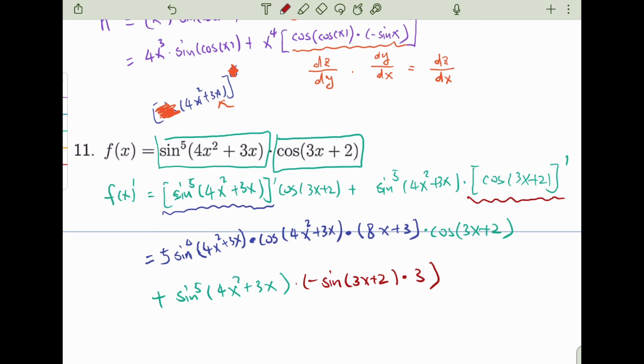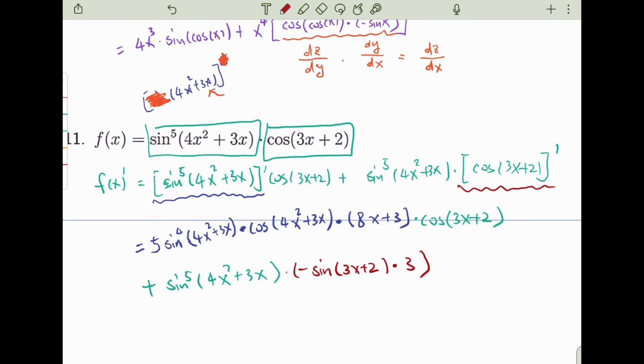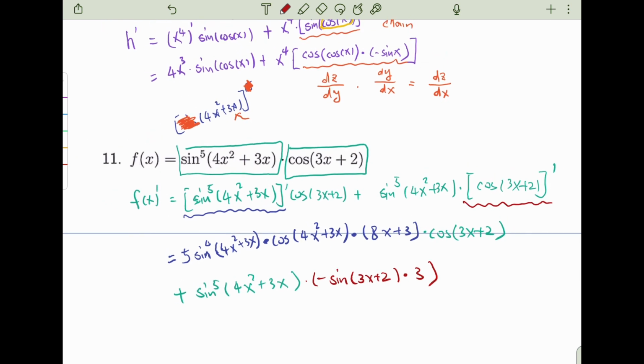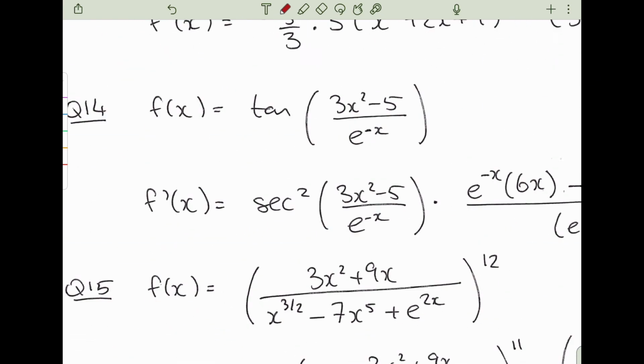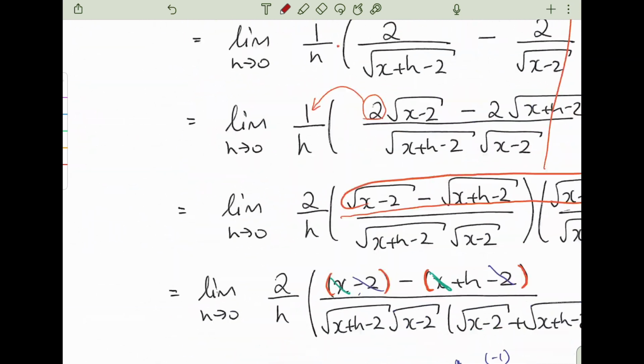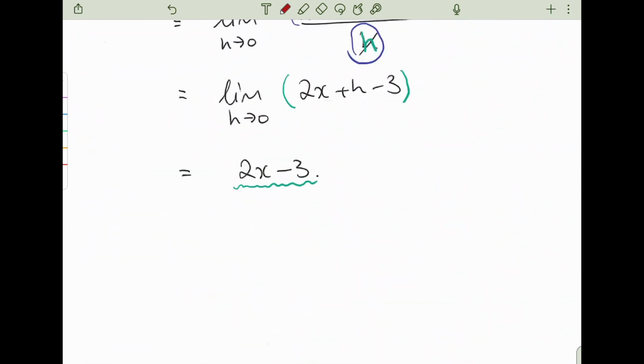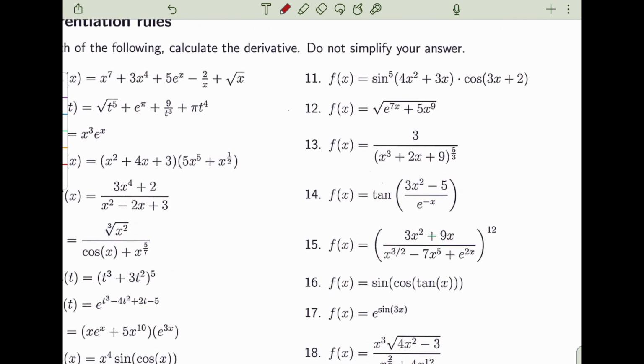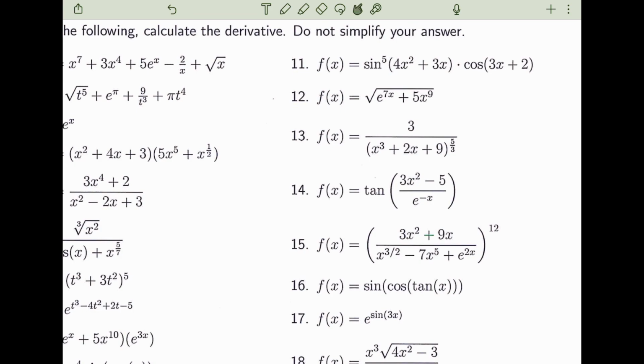Okay, so now we finish all the derivative. So this is the final answer. You see that is super complicated, but we don't need to simplify it. Okay, that is our question 11. Now let's move on to question 12.